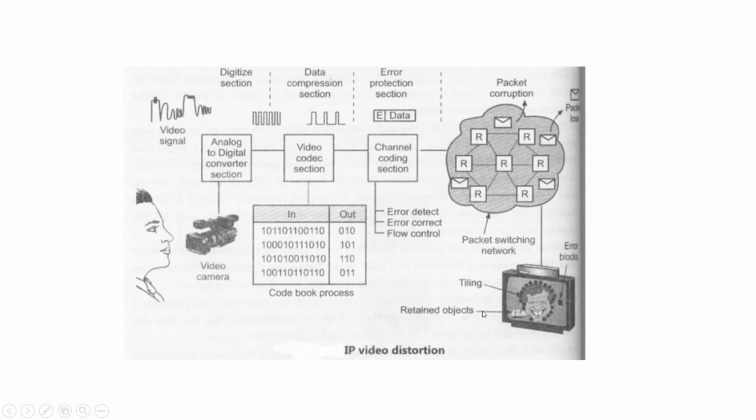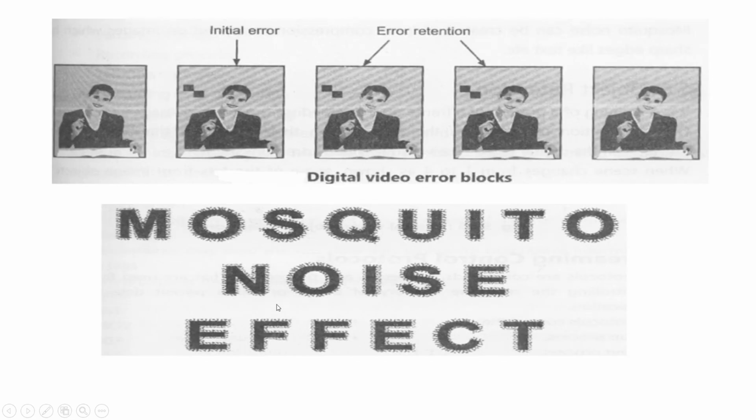One is retained object, where the previous frame shows up here; tiling, that is the tiling effect; and then error block. So this kind of distortion may be observed in your video. In these digital video error blocks, as we saw earlier, the initial error, the object here, has been retained here. This error has been retained here. Okay.